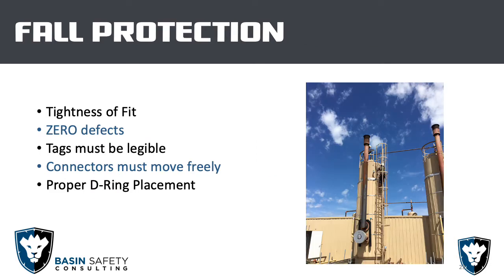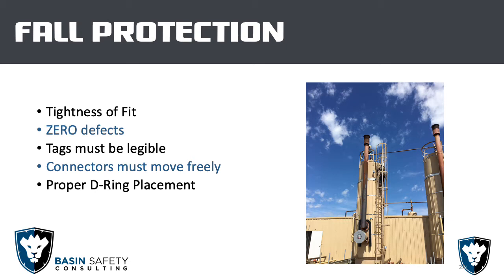Fall protection is another thing you want to be concerned about, and there are a lot of different types. Typically you want to prevent yourself from falling all the way, rather than just falling to the edge of something. So you're looking for tightness of fit when you wear this, making sure there are no defects. You need to be able to see the tags. Connectors must move freely, no cinching up or tightening up, and also make sure your D-ring is in the center of your back between your shoulder blades. That's where you want your fall protection to be.